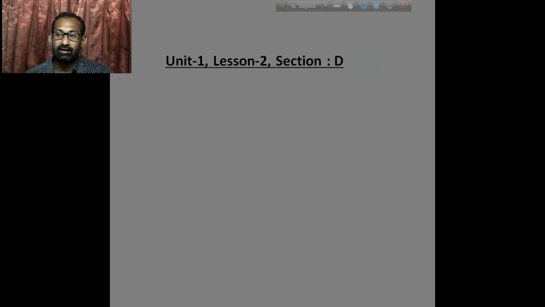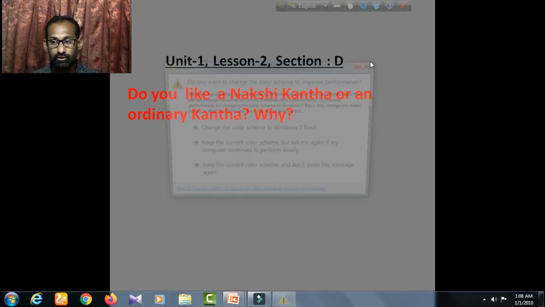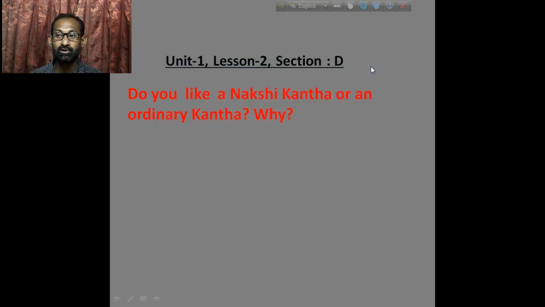Now today I will discuss unit number 1, lesson number 2 and section number D. So the question is, what is in section number D? Just have a look. In section number D you will get a question, and the question is, do you like a Nokshikatha or an ordinary katha? Why?